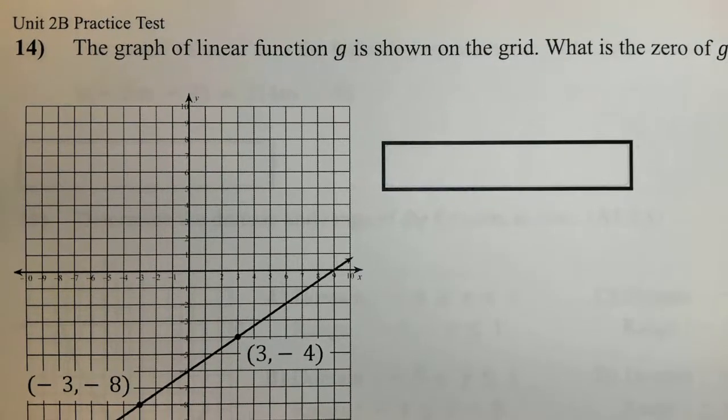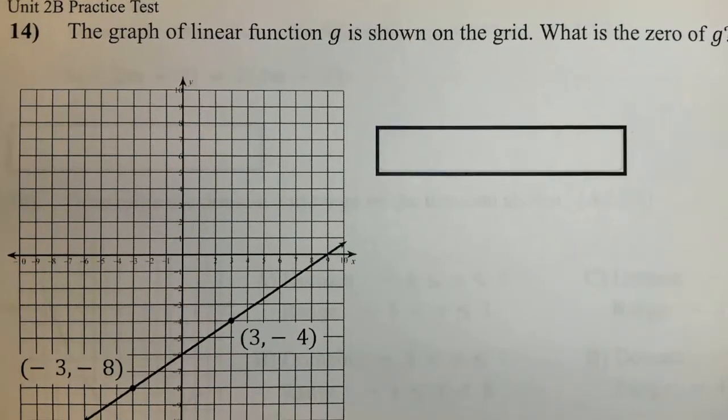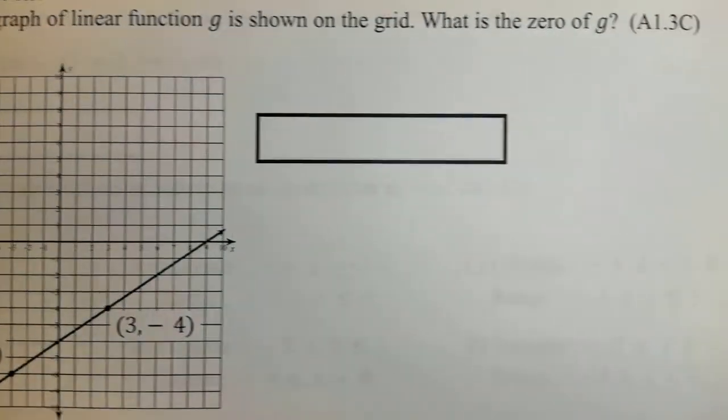All right, we have the Unit 2B practice test. And this is, I believe, the 5th page, so 14 through 17. So we have 4 questions on this one. All right, 14. The graph of linear function g is shown on the grid.